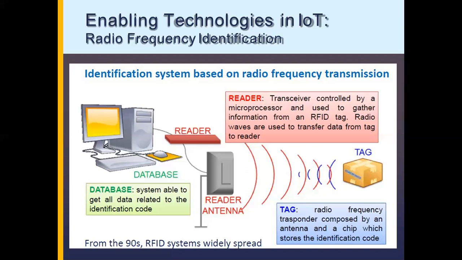Next part, what exactly is a tag? A radio frequency transponder composed of an antenna and a chip which stores the identification code. In this tag, we will have the identification code. It stores the information of the transponder. So this is the process they followed in 2000, with radio frequency identification. Okay, so we'll move on to the examples. We'll see real-time examples of how exactly IoT is working.